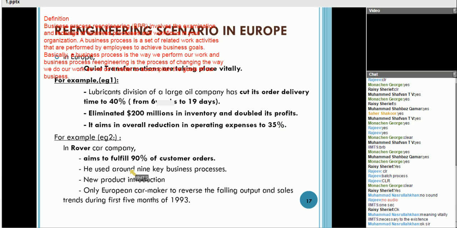Let's take a look at example number 2. There is another company, Rover Car Company. It aims to fulfill 90% of customers' orders. It used around 9 key business processes. New product introduction, only European car maker to reverse the falling output and sales trends during the first 5 months of 1993. Now see, all these achievements mentioned in both the examples are only possible after re-engineering.